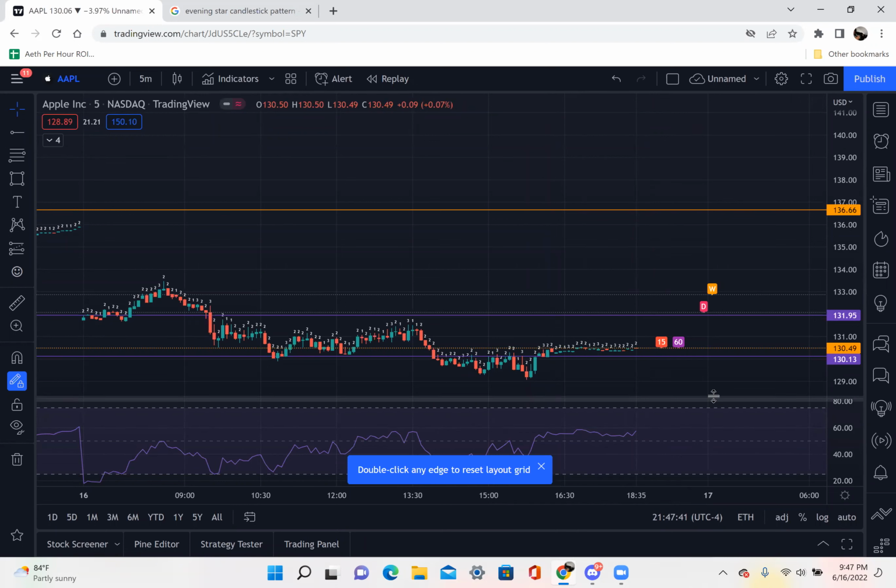Let it trigger and let it retest. When you're using bigger time frames, and I should explain that.